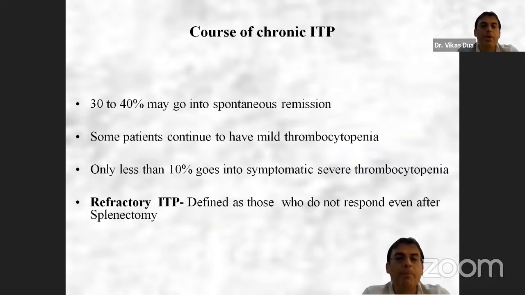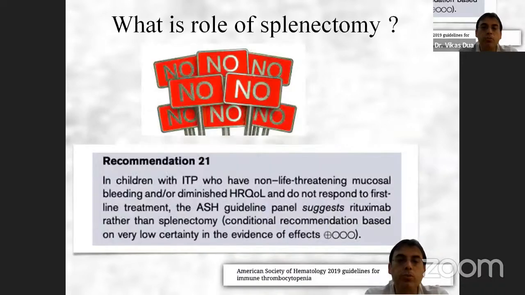And if a patient doesn't respond to anything, even when all the medicines have been exhausted, a patient is being offered a splenectomy, which is not a usual thing in the pediatric age group. That is refractory, that is the definition of refractory thrombocytopenia. Just the last slide, any role of splenectomy in children.